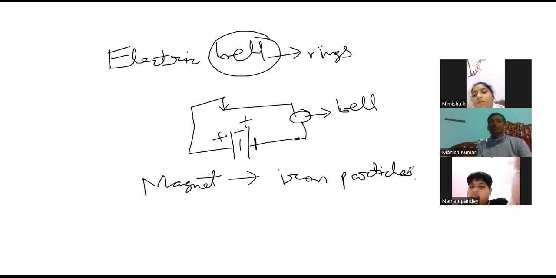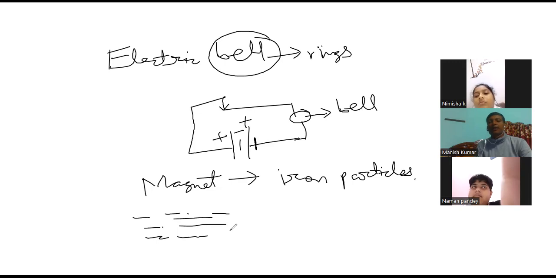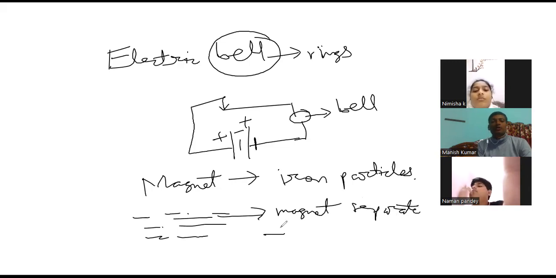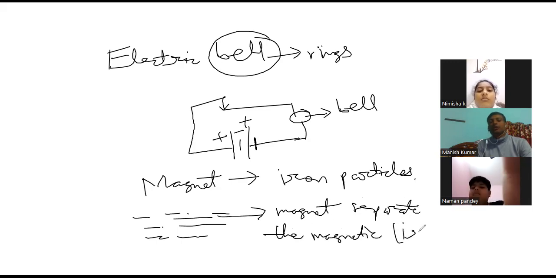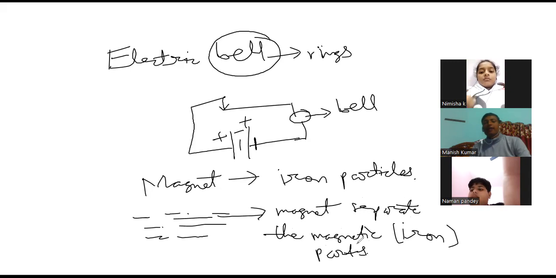Iron particles. Okay, is it clear? Yes, sir. Now suppose we want to separate the magnetic particles from a mixture. There is a mixture, okay? It has all types of items, but there are magnetic items like iron particles also. Now this magnet will separate the magnetic, or you can say iron parts, and this magnet is not just a simple magnet that you have seen. There are very big magnets which are used.